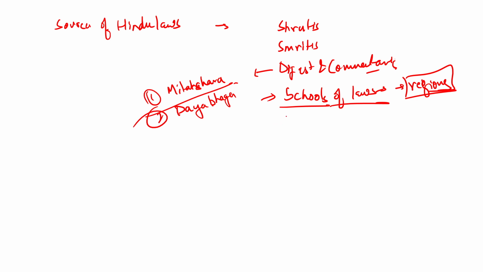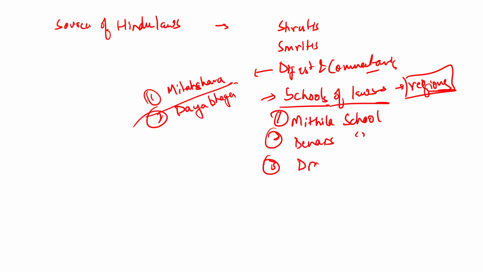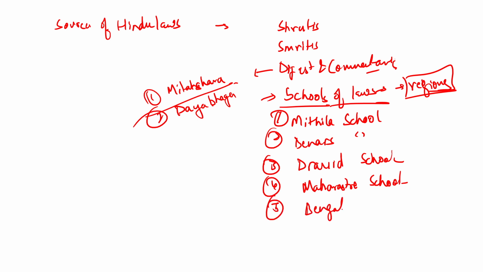law, which were further classified into 5 major areas. The first being the Mithila school. The second one being the Banaras school. Third one being the Dravid school. The fourth one being the Maharashtra school. The fifth one being the Bengal school.